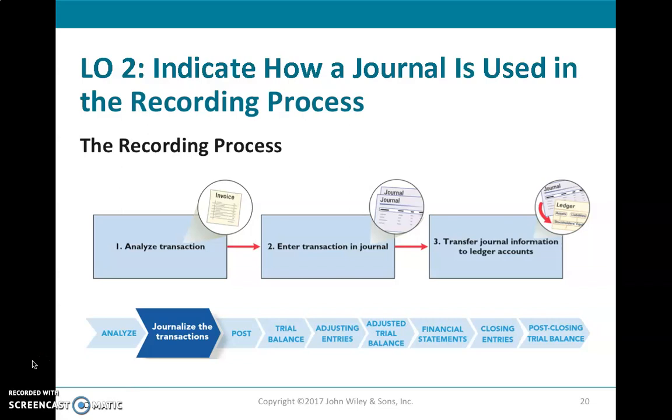This video we're going to go over how to journalize transactions in General Journal. And if you have time, we're going to go over posting. Otherwise, I'll have another video for that. So, the recording process consists of 3 steps: analyzing transactions from a source document, entering those transactions in the journal, and eventually transferring, which is called posting, to the general ledger.